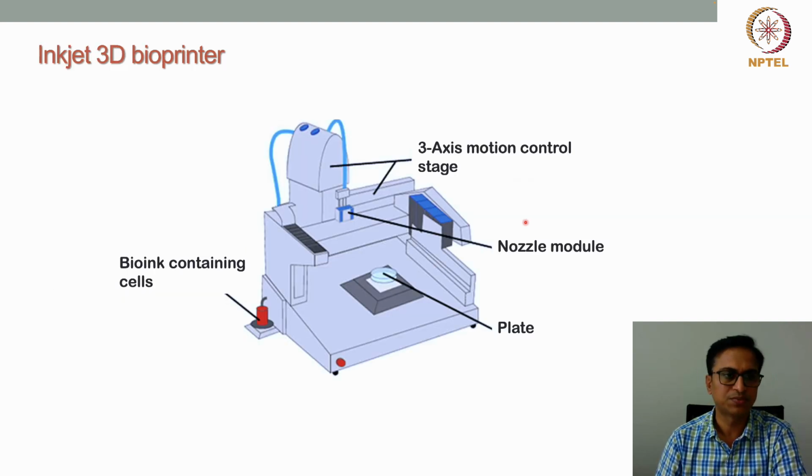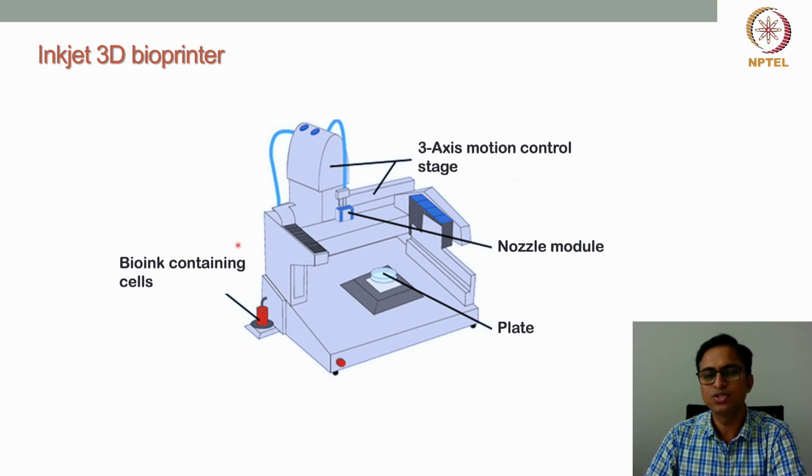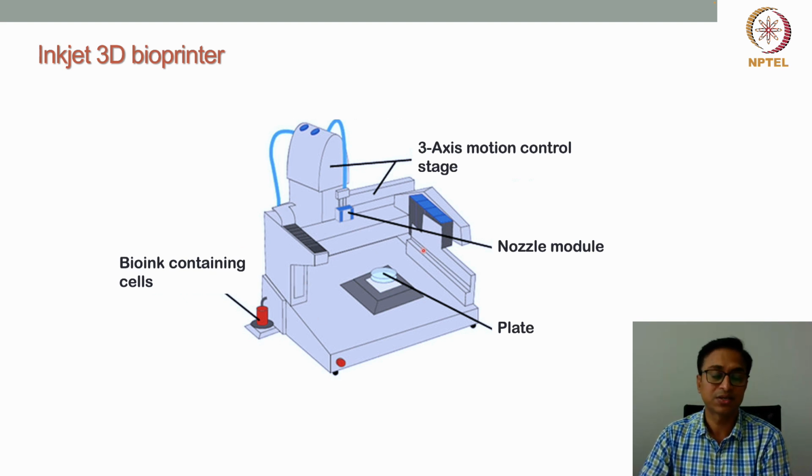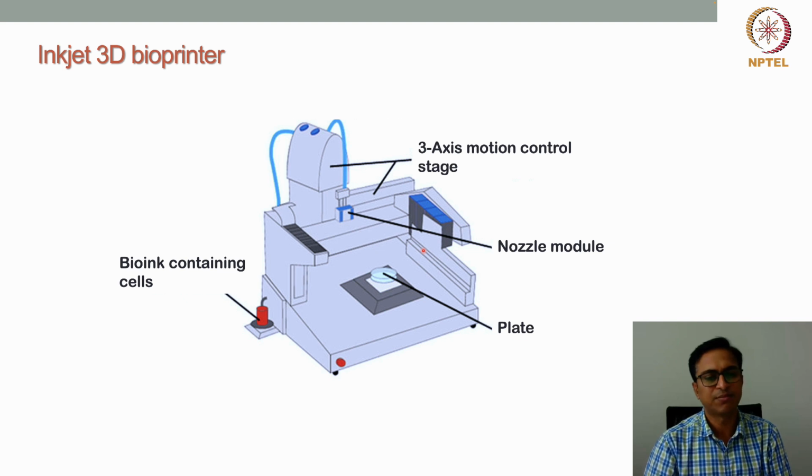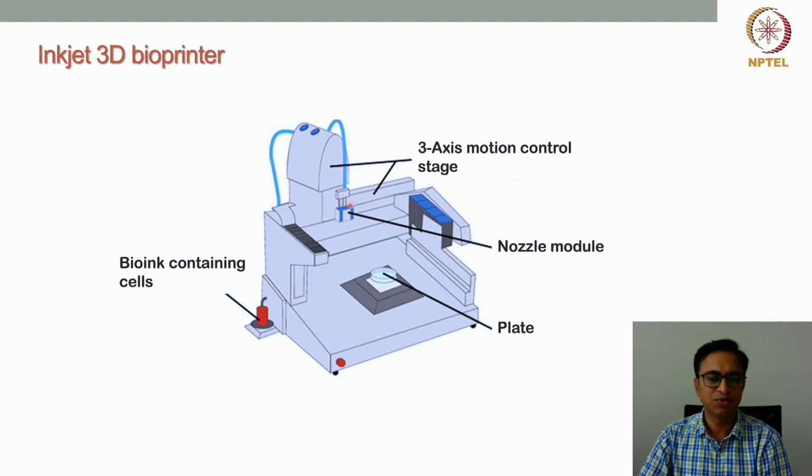Now this is a diagram of an inkjet 3D bioprinter. If you see closely, this looks very similar to your office printer, right? Our office printer also looks very similar to this. Of course, the office printer can be based on the inkjet principle, or it can be laser, but an inkjet office printer will be similar to all this. But here there are a few differences.